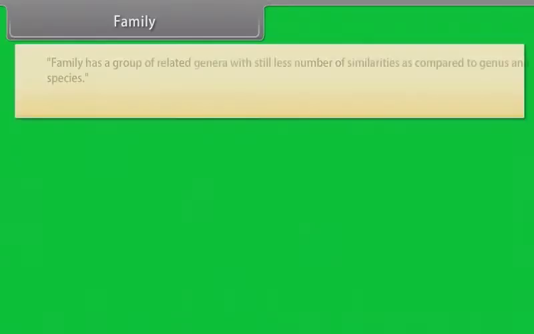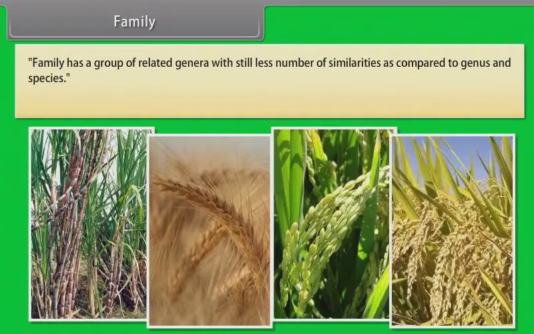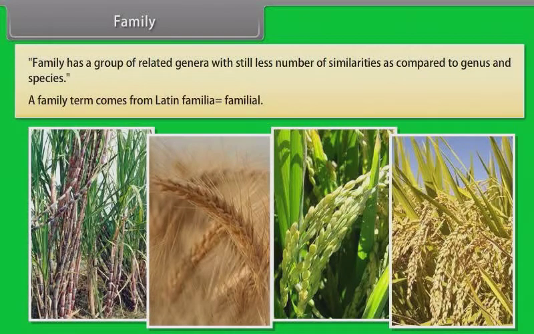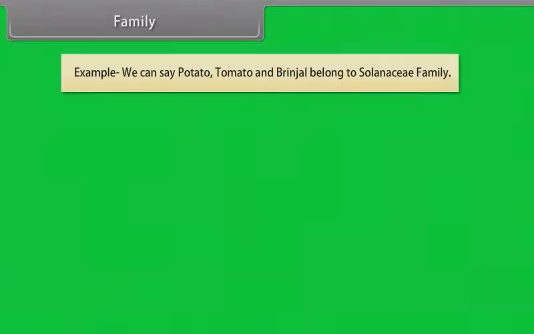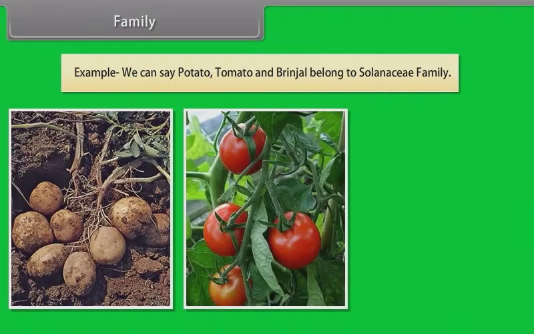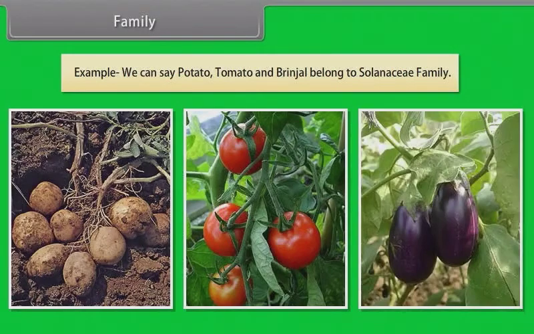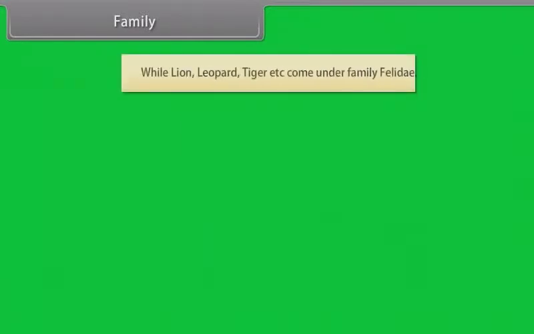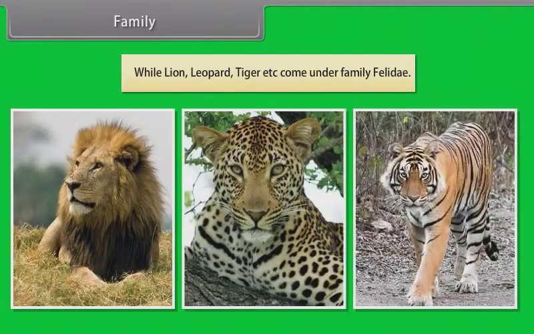Family. Family has a group of related genera with still less number of similarities as compared to genus and species. The term family comes from Latin familia, which means familial. Example, we can say potato, tomato, and brinjal belong to Solanaceae family, while lion, leopard, tiger, etc. come under family Felidae.